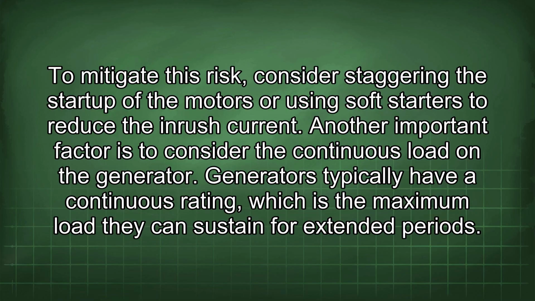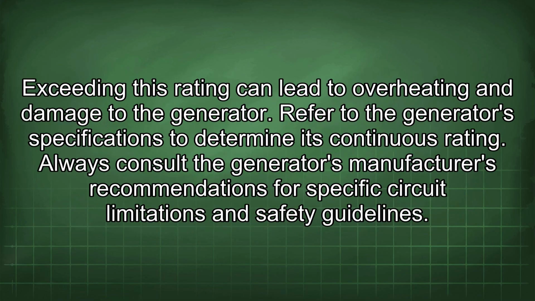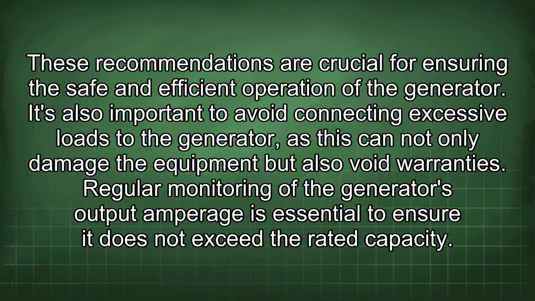Another important factor is to consider the continuous load on the generator. Generators typically have a continuous rating, which is the maximum load they can sustain for extended periods. Exceeding this rating can lead to overheating and damage to the generator. Refer to the generator specifications to determine its continuous rating. Always consult the generator manufacturer's recommendations for specific circuit limitations and safety guidelines. These recommendations are crucial for ensuring the safe and efficient operation of the generator.